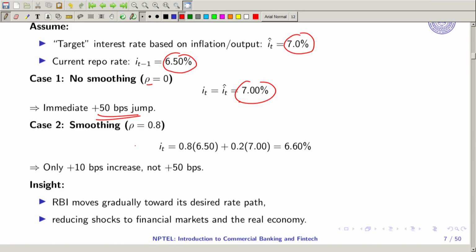But if you assume that rho is equal to 0.8, you multiply 0.8 into 6.5 plus 0.2, because 1 minus rho is 0.2, into 7%. What comes out is just 6.6%. So even though the target interest rate is 7% based on the Taylor rule and my previous repo rate is 6.5%, given the rho value of 0.8, we increase based on the previous value by 0.1, a 10 basis point increase, not the 50 basis point increase we got when rho is equal to 0.